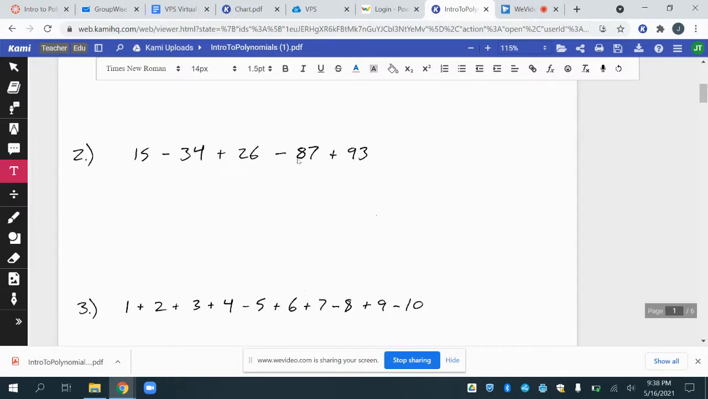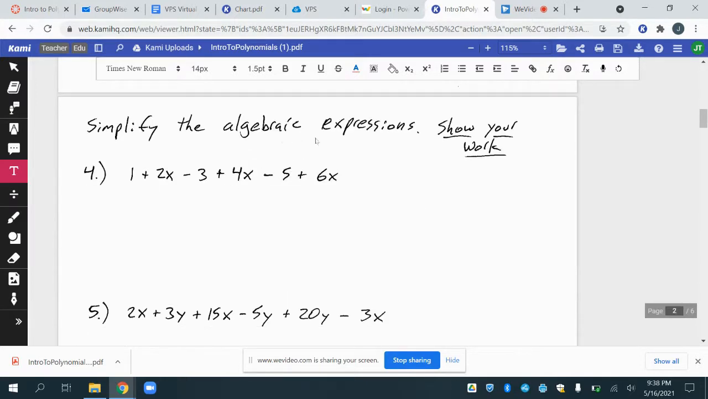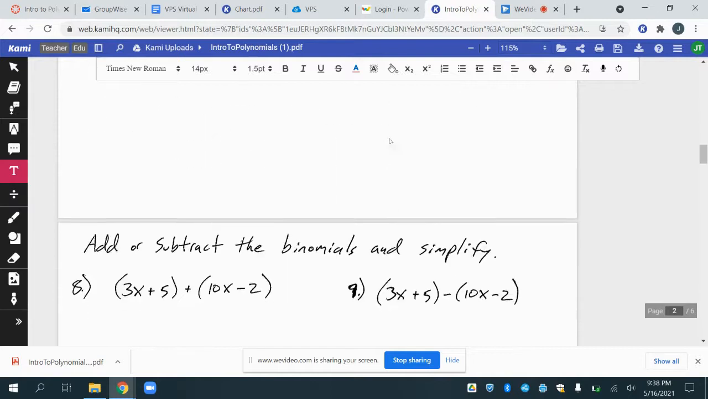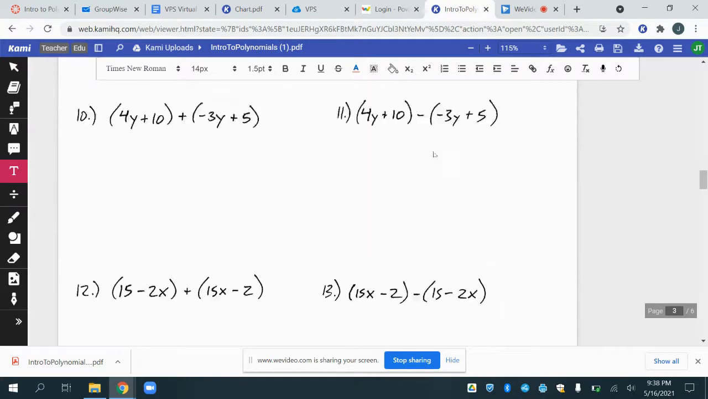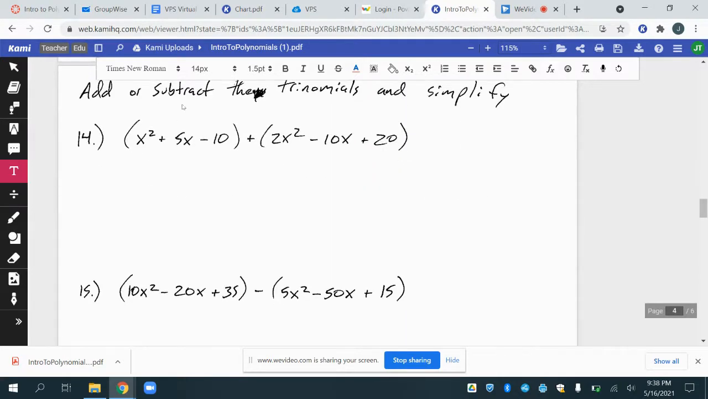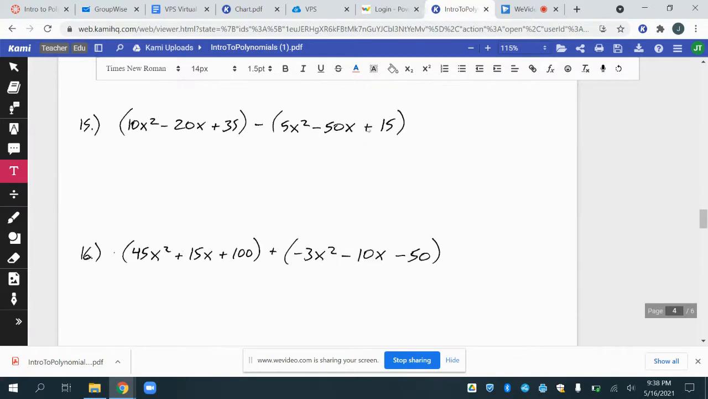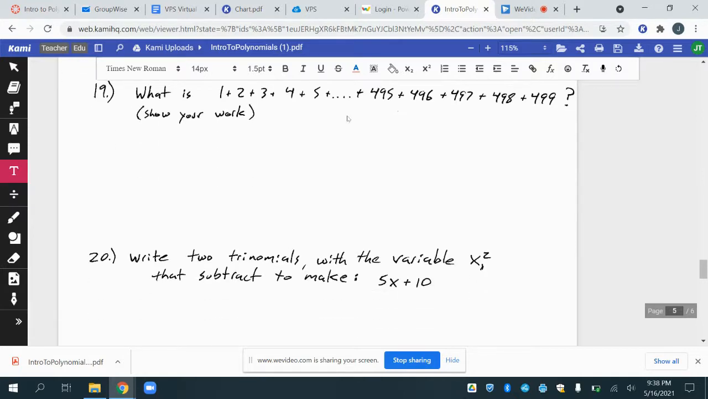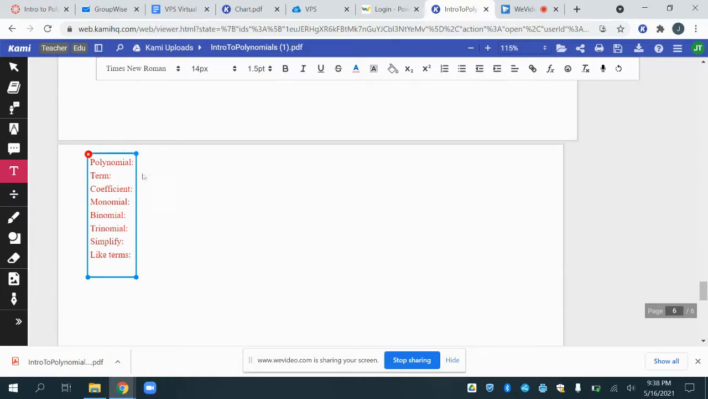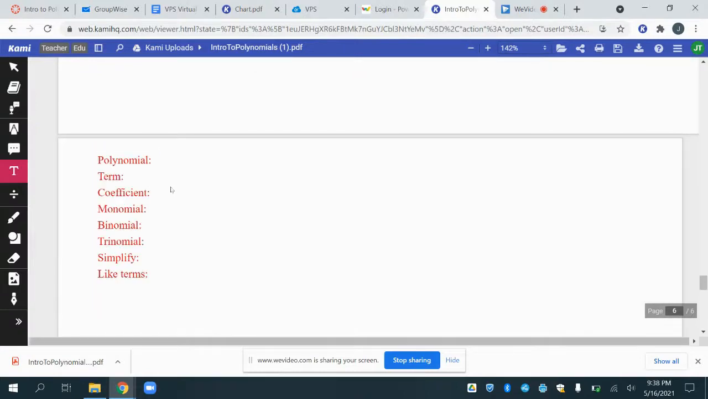Expressions are a useful thing to know. We're going to talk about that. Algebraic expressions. Adding binomials and simplifying. Adding and subtracting trinomials and simplifying. We'll talk about that. And then a couple bonus problems at the end. But we need to talk about a few things first, okay? So we're going to go through some of these terms. I'll zoom in a little bit so it's easier to see.